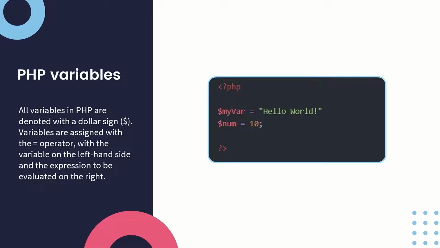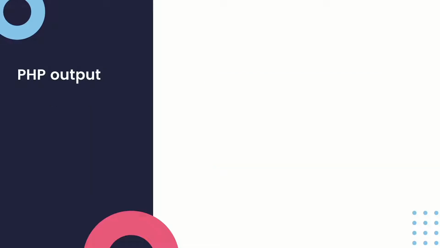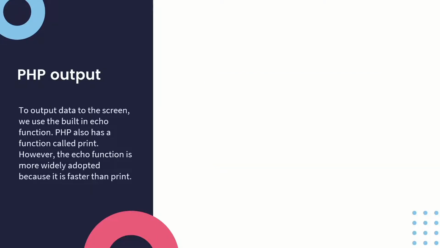Now, in my very basic PHP script over here, I've got two variables, one called myVar, which is equal to hello world, and a second variable called number, which is equal to an integer of 10. Now, PHP output is also fairly easy to understand. To output data to the screen, we use the built-in echo function. PHP also has a function called print. However, the echo function is more widely adopted among developers because it is faster than the print function.